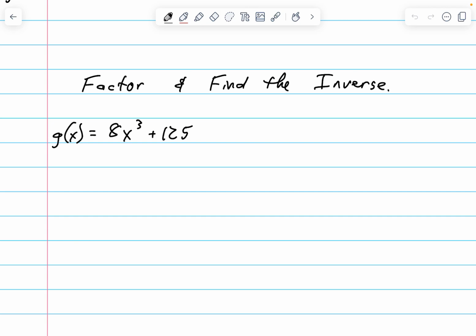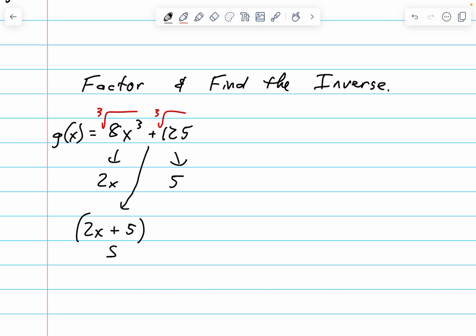So what we do is find the cube root of each term, and I get over here a 2x and over here a 5. And then the technique is to take that 2x and that 5 with the same sign as the original, a plus. Then I take my first thing I got and square that. So 2 squared is 4, x squared is x squared.